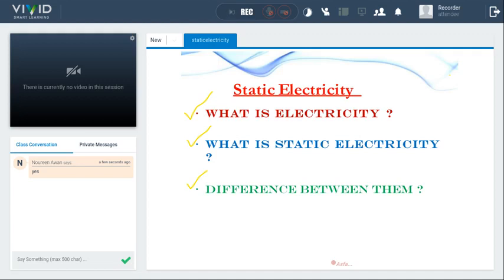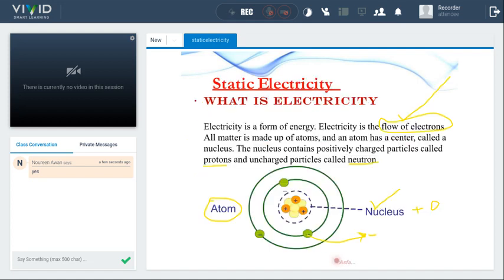We will discuss three questions in this session: what is electricity, what is static electricity, and what is the difference between both of them.